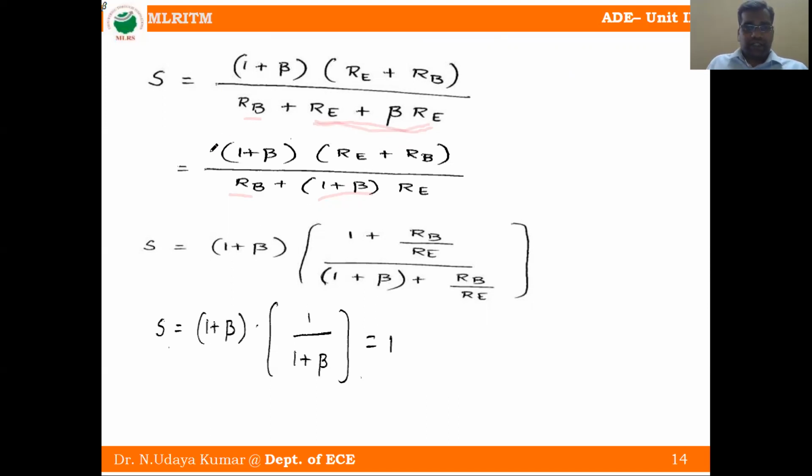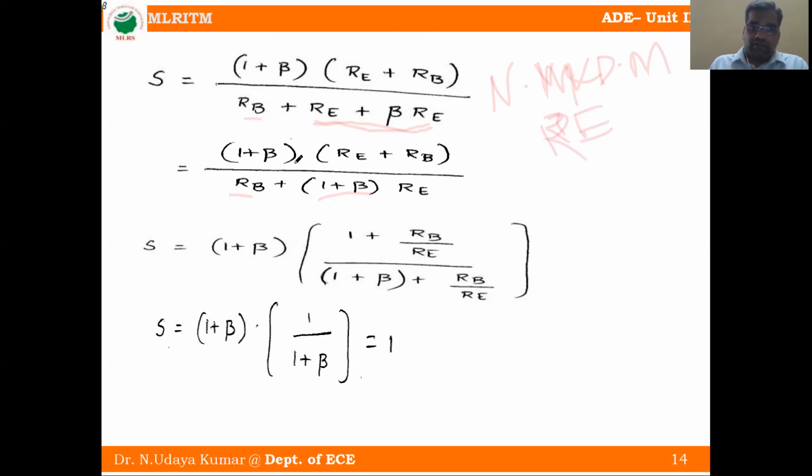So this is the equation now. Now we will divide the numerator and denominator by RE. Numerator is NM and denominator is DM, so we are dividing both numerator and denominator by RE.